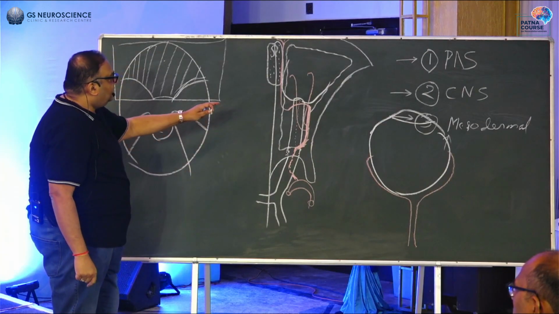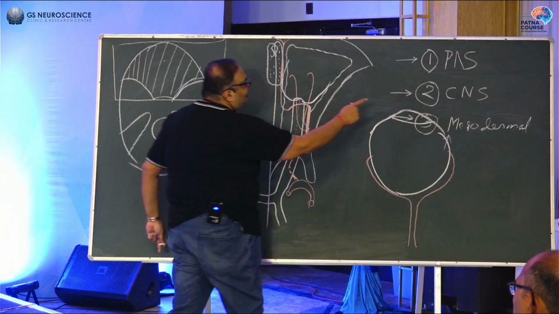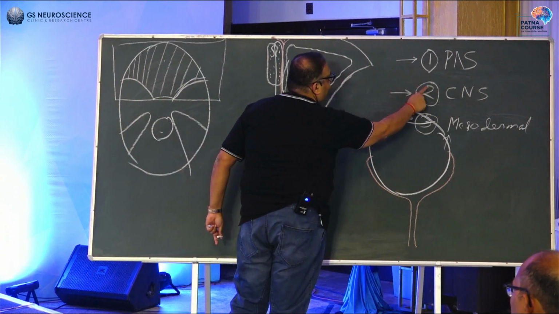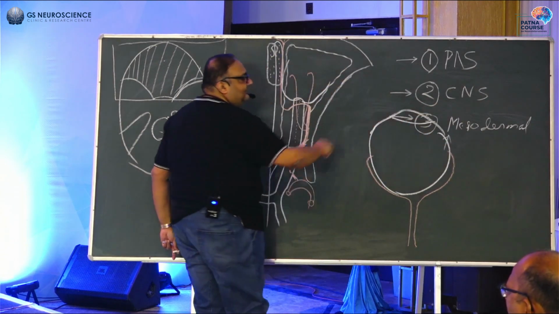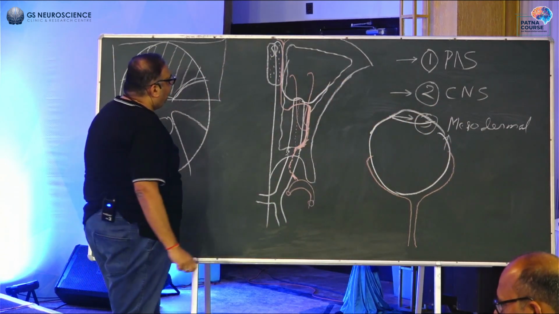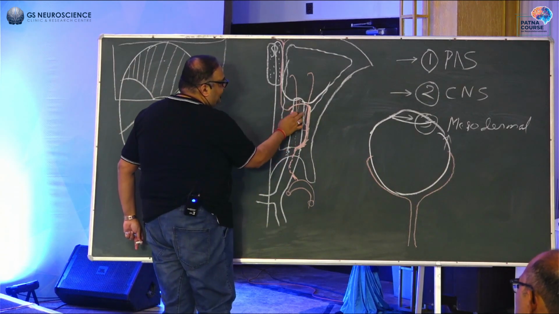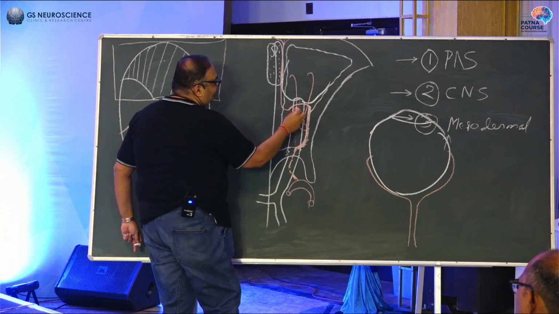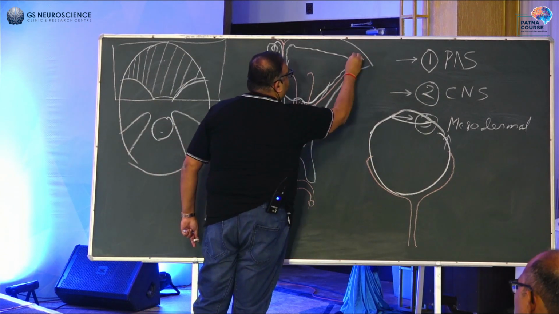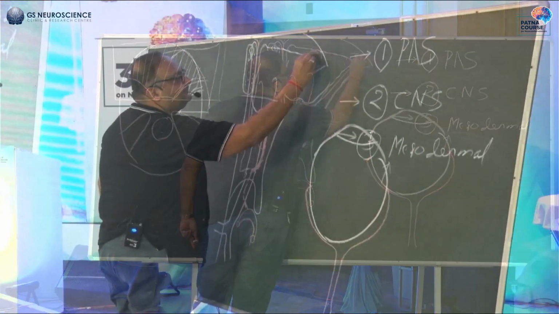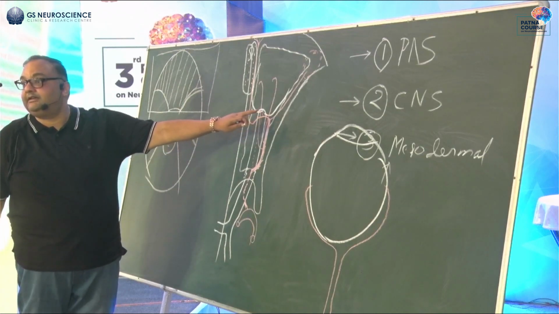Till now, what we have done is we have supplied the peripheral nervous system, we have supplied the central nervous system, but we have no idea as to how to supply the mesodermal system. So for the mesodermal system, just at the point where the artery goes from lateral to medial, you will have one more branch that will ultimately go and supply the lacrimal gland. So this is the lacrimal branch of the ophthalmic artery.